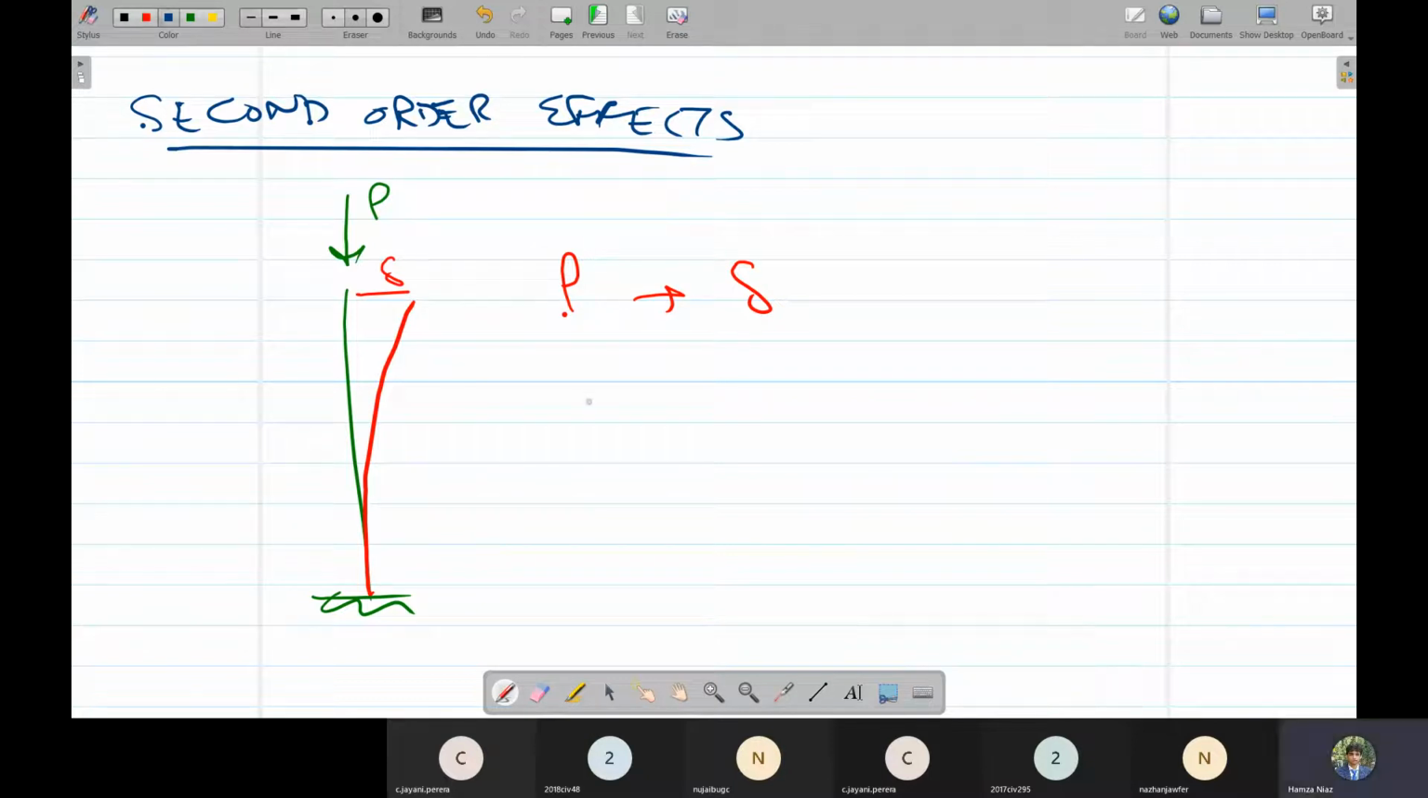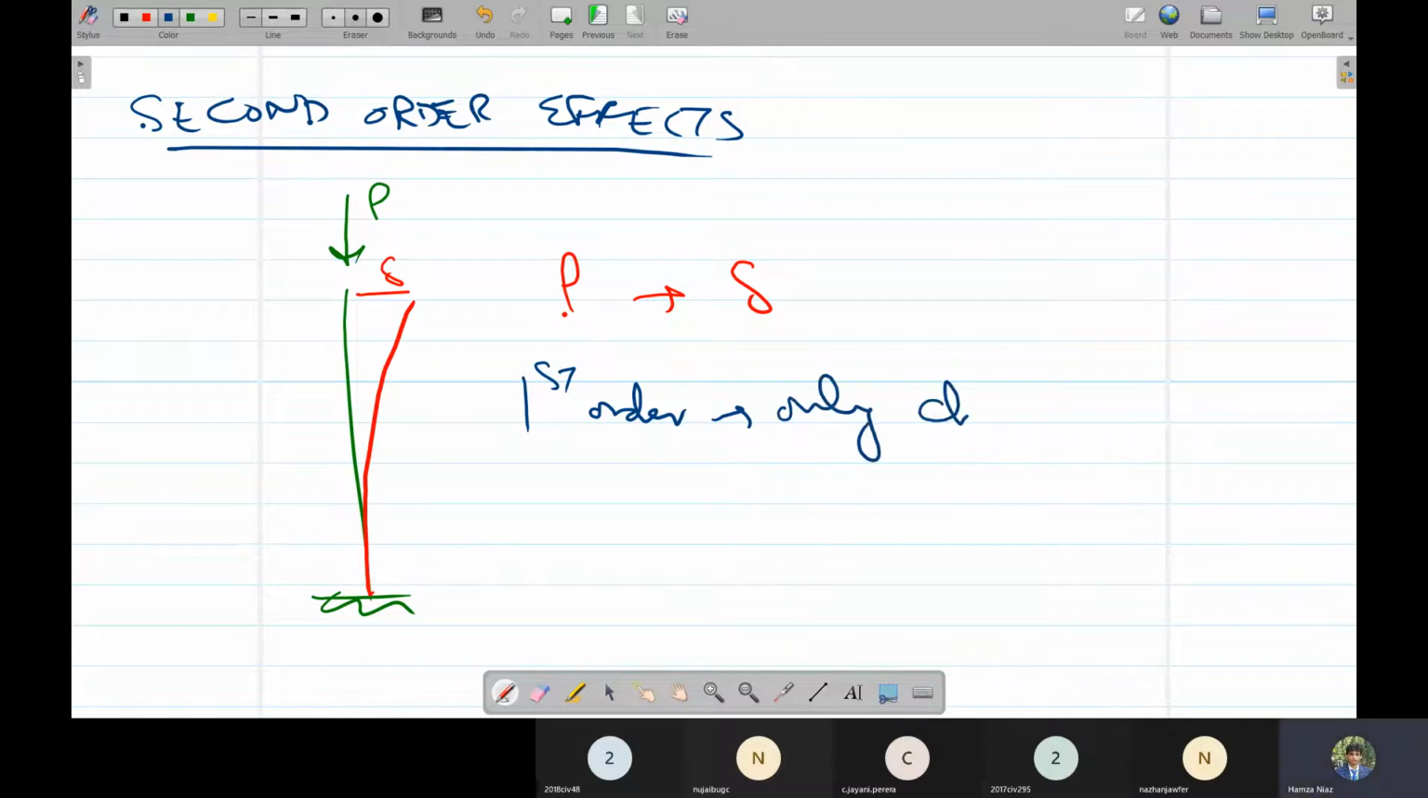This is the first order analysis. First order analysis is when we only check or analyze the column for axial load, that is, we only check the stability or safety of the column for axial load. This is first order analysis.